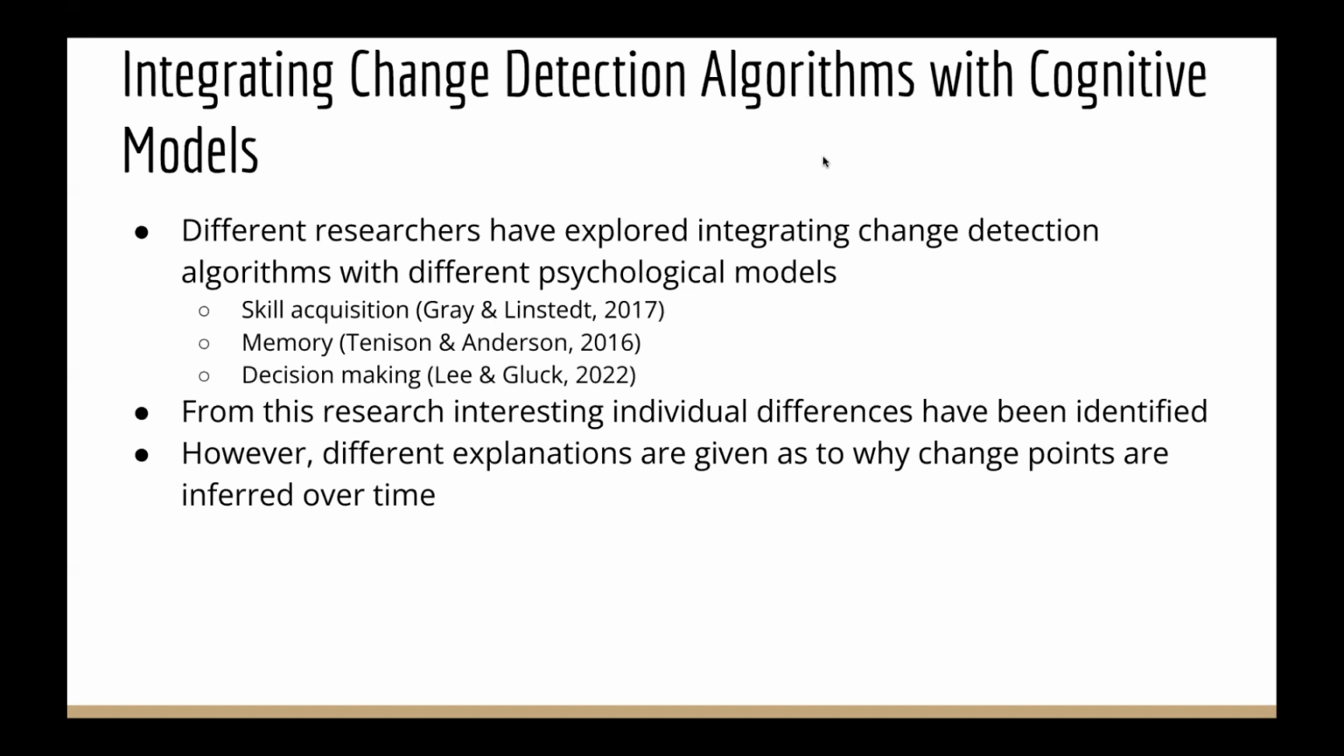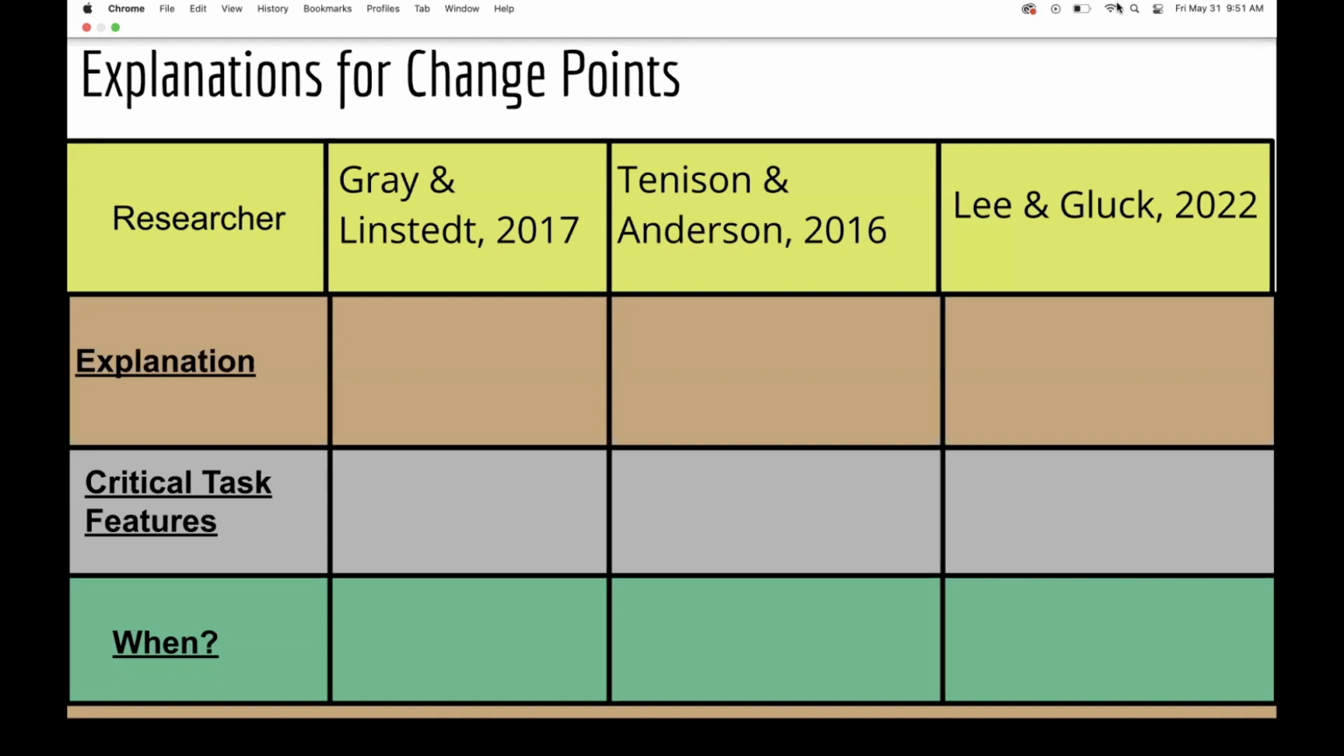Though this previous research has been able to explain individual performance at a fine level of granularity, different explanations as to what features of an experiment or task give rise to these estimated change points have been offered. In this talk, we review three different explanations as to why change points are inferred and evaluate their ability to explain the estimated change points in a real-world data set. Here we review three different explanations offered by different sets of researchers as to why change points are inferred. These views differ in their explanation, what task features are most critical, and when change points are more likely to be inferred.